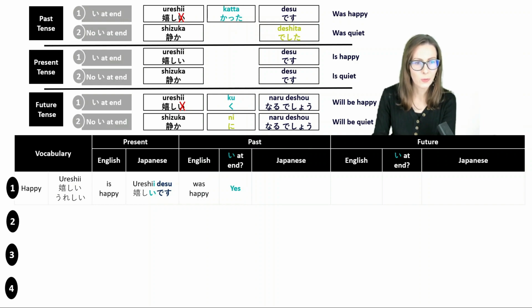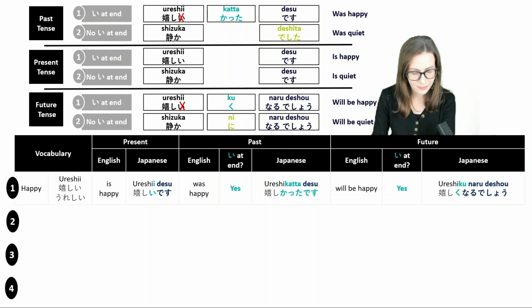That means that we would follow pattern number 1, right? So how would that sound? It would be ureshikatta desu, right? And how do you say "will be happy"? Same question, same answer, the pattern is in front of you. How do you say "will be happy"? It would be ureshiku naru desho, right? Great. Let's see the next one.